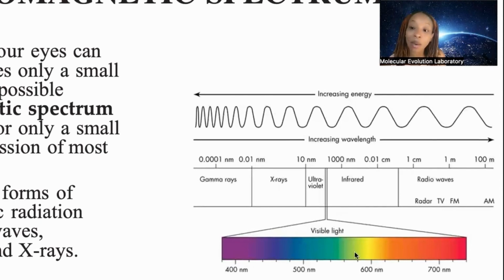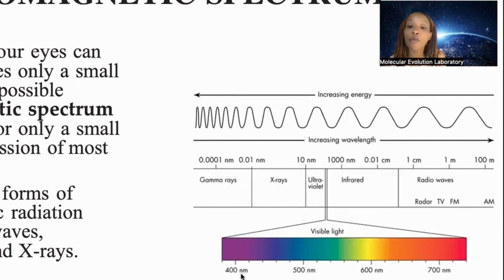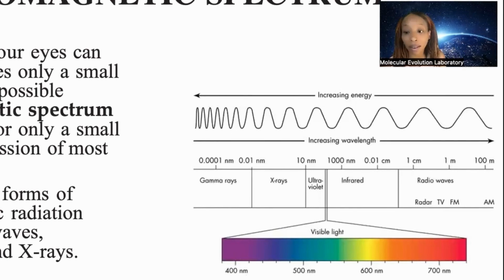The visible light that we can see ranges from 400 to 700 nanometers and is depicted here as the colors of the rainbow. These include red, orange, yellow, green, blue, violet, and beside violet we have UV light, which we can't see.